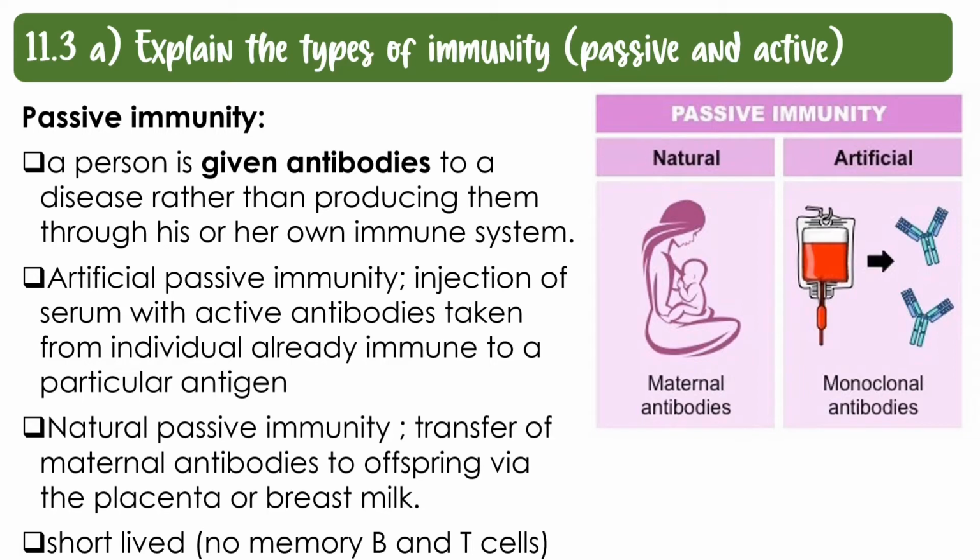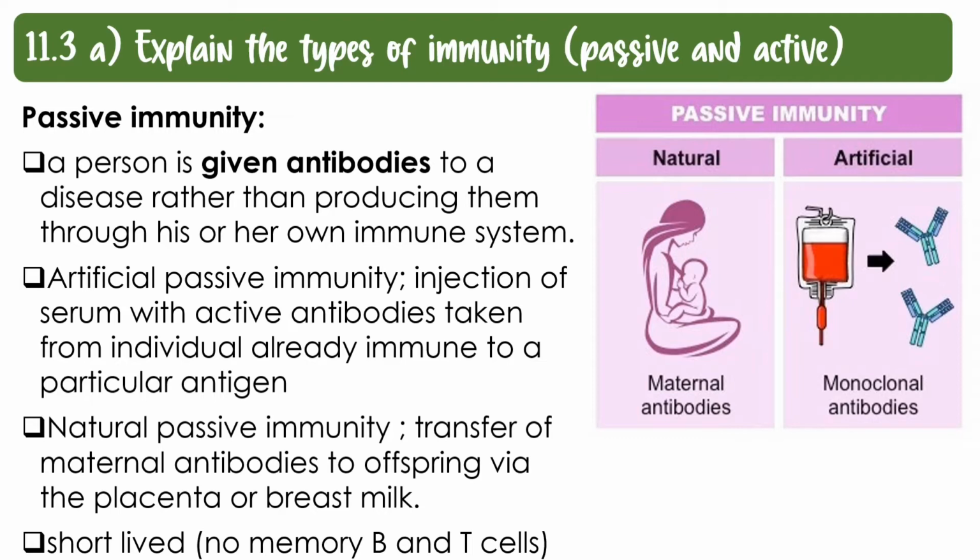There are two types of passive immunity: artificial passive immunity or natural passive immunity. The artificial passive immunity refers to injection of serum with active antibodies taken from other individuals who are already immune to that particular antigen. For natural passive immunity, it involves the transfer of maternal antibodies to their child via the placenta or the breast milk. Either way, both natural or artificial passive immunity is short-lived.